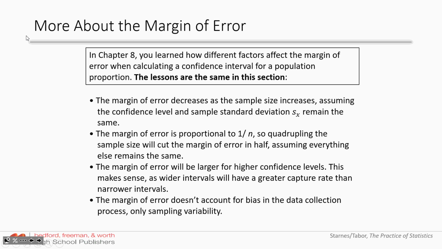And then maybe most importantly, margin of error does not account for bias in the data collection process. In other words, margin of error doesn't account for bias in the data collection process. If my sample data came from a bad place, voluntary response or convenience sampling, whatever, everything is meaningless. The margin of error doesn't mean anything, right?